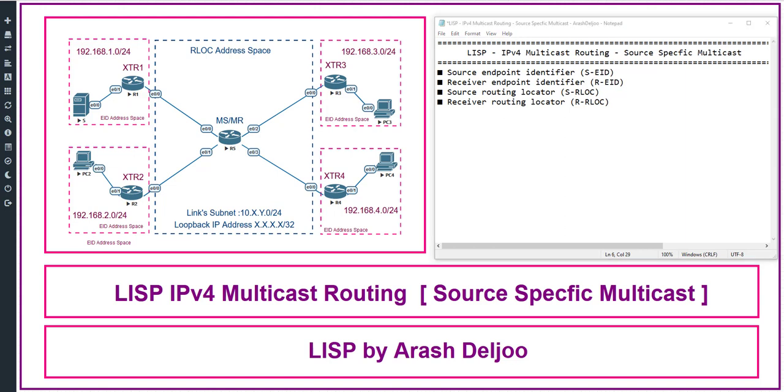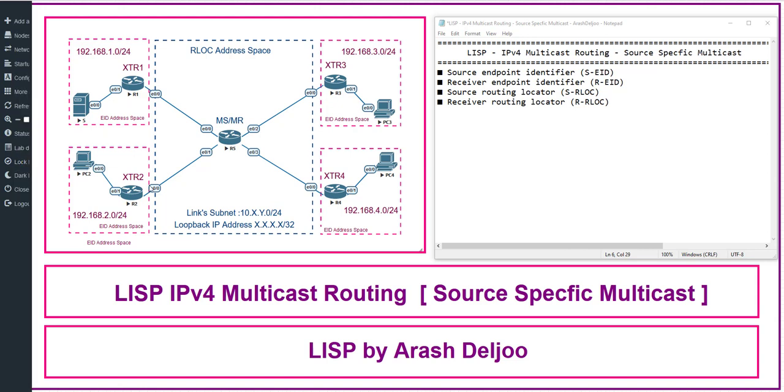Because of that, now we know about the SEID, REID, SRLOC, and then RRLOC. Okay, unicast and multicast routing work on different LISP semantics. You know that for a unicast packet, LISP semantics require mapping of both source and destination address, whereas for multicast, LISP semantics only require the mapping of the source address. Let me talk about this.